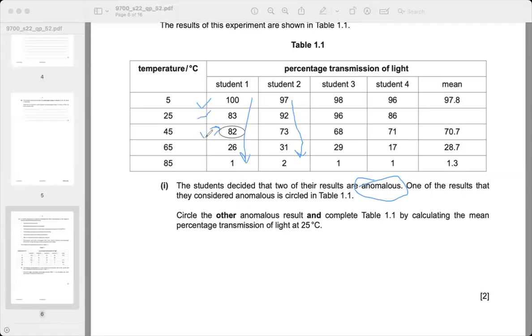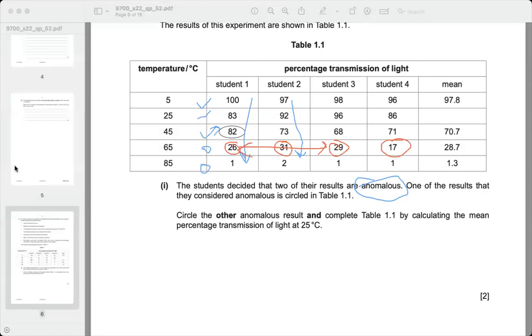In 45, we already have it, so we can ignore this line. Then we come to 65. We have 26, 31, 29, 17. Okay, so this is a line we'll be looking at, or the other one. Now at 85, we have around the same range. The missing is just about 1 number. The result which looks anomalous, if you look in the line of 65, we have 26's value and 31, which is quite near. However, this value of 17 is quite far away.